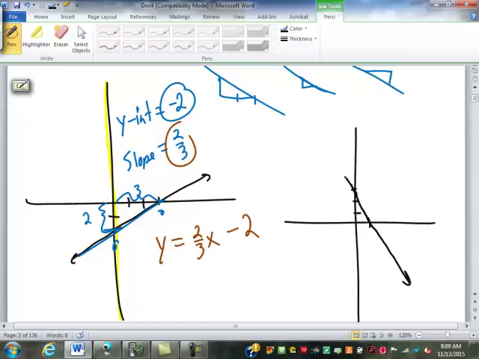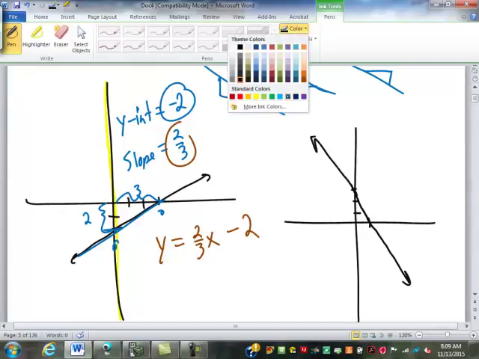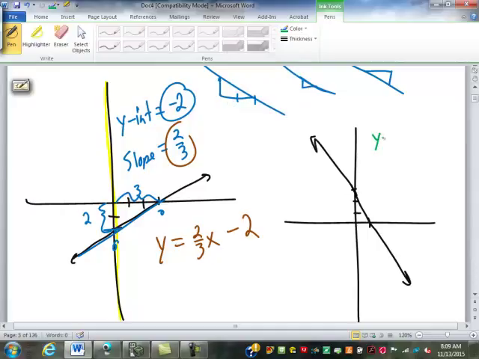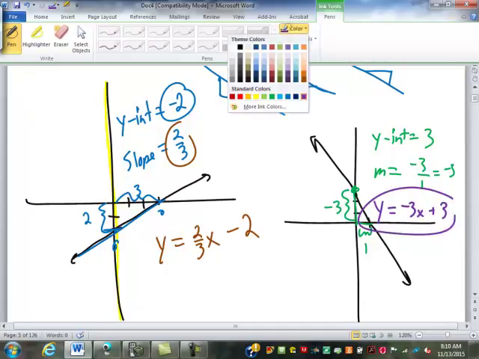So how would I find the equation of this line? First piece of information, what's my y-intercept? +3 right there. What's my slope? My rise is -3. My run is 1. So it's a -3 over 1, or just -3. So the equation is y equals -3x plus 3.